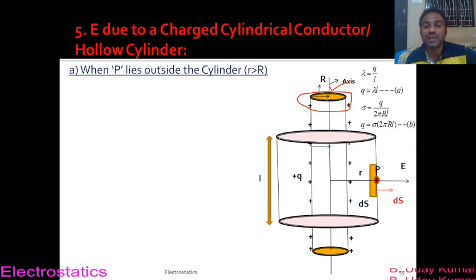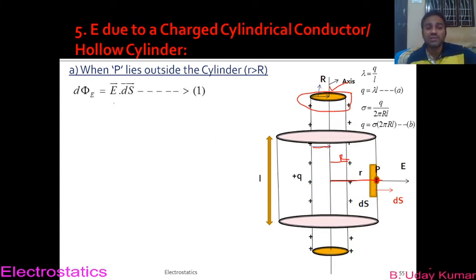So when point P is present outside this cylinder, then small r will be greater than capital R. If you observe this diagram, this is small r, right? And this is capital R. And from the figure, this is also capital R. Small r will be greater than capital R. And the flux that is passing through ds is written as d phi is equal to E dot ds.